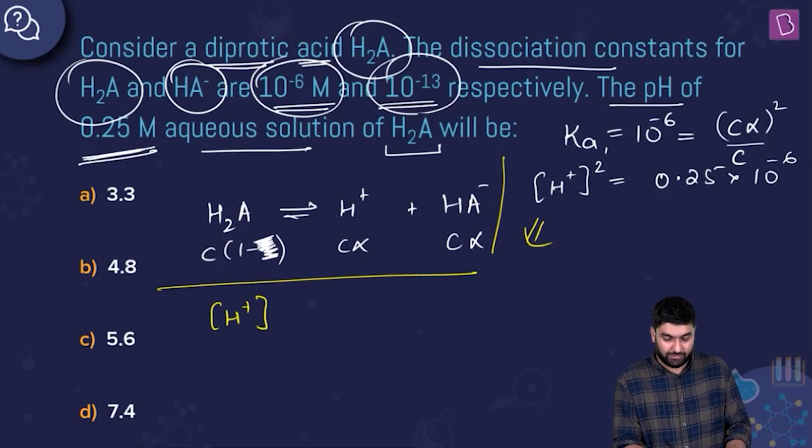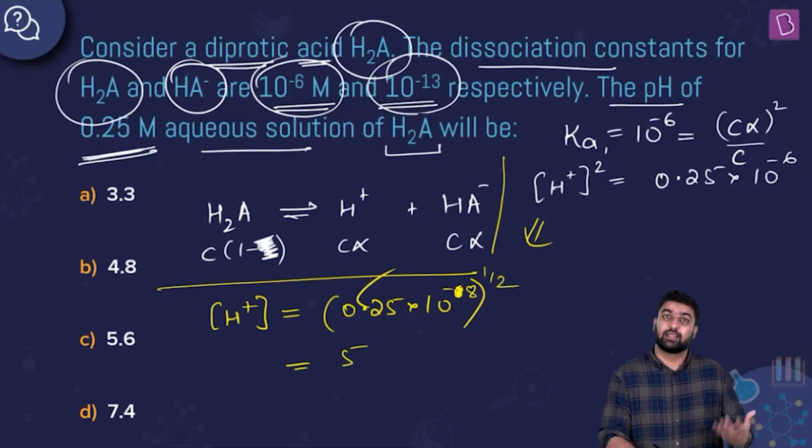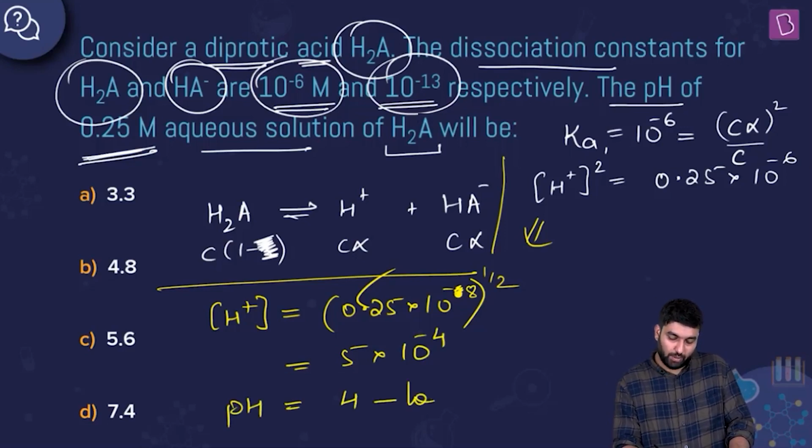H plus concentration is equal to the under root of 0.25 multiplied by 10 to the power minus 6. Let's convert this 10 to the power minus 6 to 10 to the power minus 8, and the under root obviously is there. After applying the under root operation, we get 5 multiplied by 10 to the power minus 4. And taking the pH of that, this turns out to be 4 minus log of 5 to the base 10, which is 4 minus 0.7, which is 3.3.